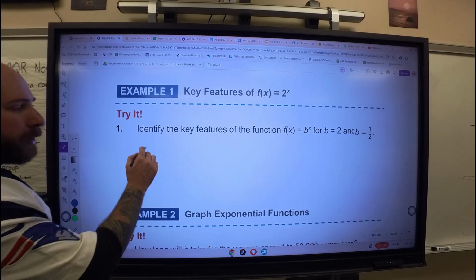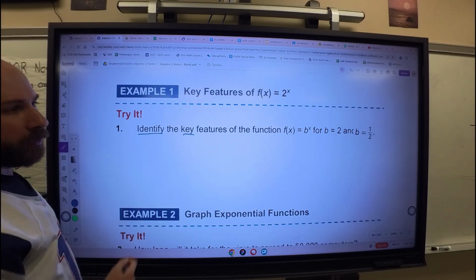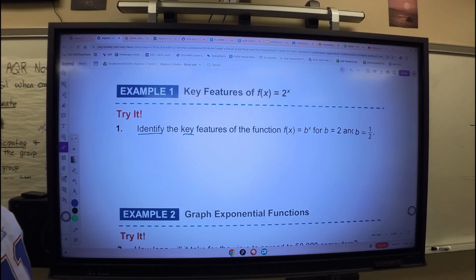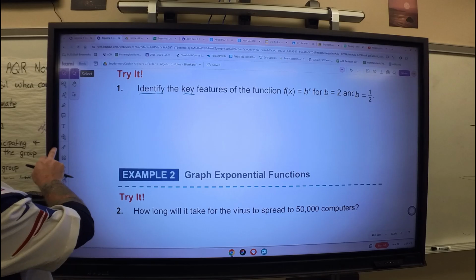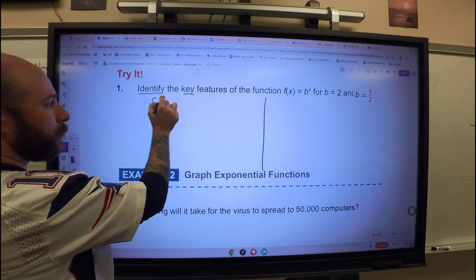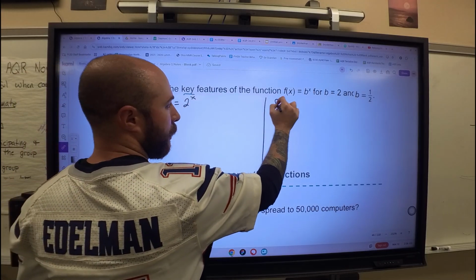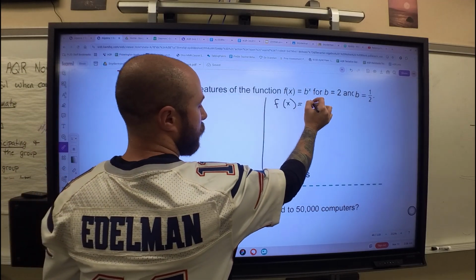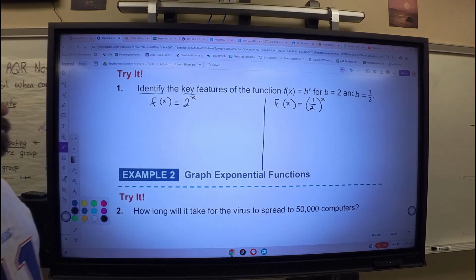So if we look at number 1, it says identify the key features. We're going to talk about those in a minute. Of the function f of x equals b to the x for when b is 2 and b is 1/2. So we have two different functions that we're comparing here. We have f of x equals 2 to the x and f of x equals 1/2 to the x.